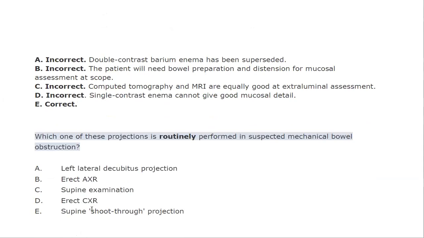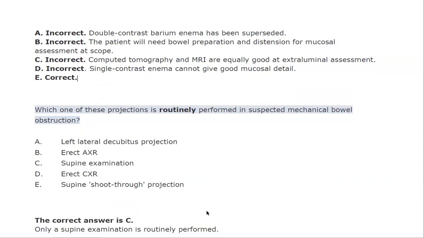And this is about the abdominal radiograph. Which one of these projections is routinely performed in suspected mechanical bowel obstruction? Left lateral decubitus projection, erect X-ray, supine examination, erect chest X-ray, or supine shoot-through projection. C, okay. Only the supine examination is routinely performed, only, because many colleagues are going to choose erect.